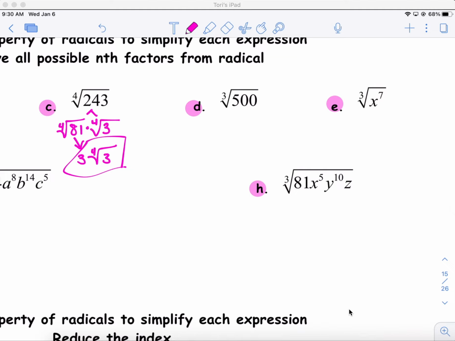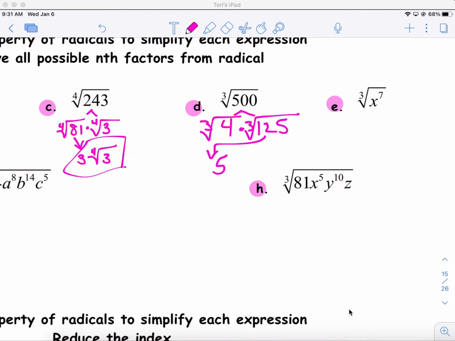D is asking us for cube roots that are trapped inside 500. 500 is not a cube root, so I would try to simplify it. Maybe you try 2 and 250. That's still not going to work for us. Maybe we try, 3 doesn't go into it, so what about 4 and 125? Yep, 125 is a cube root. So I would rewrite this: cube root of 4, cube root of 125. This gives me the whole number 5. And then I keep my cube root of 4. So this is my final answer.